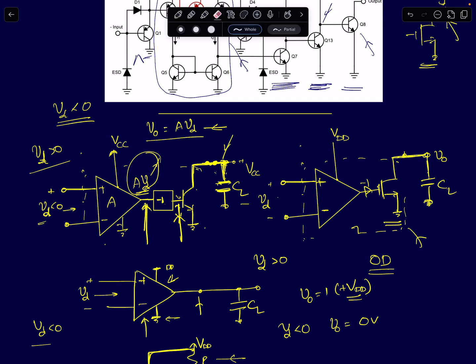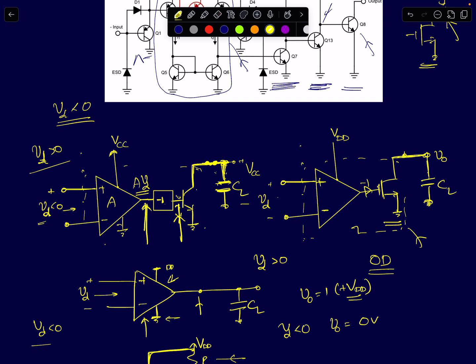So that's the problem with open collector outputs. You cannot directly use these comparators. You have to create a charging path for them. The simplest way to create a charging path is just to add a resistor. So here I am showing an open drain output based comparator. You'll have to connect a resistor, and the other end of the resistor will be connected to the supply voltage.